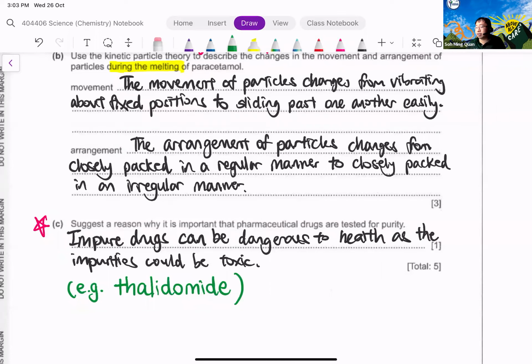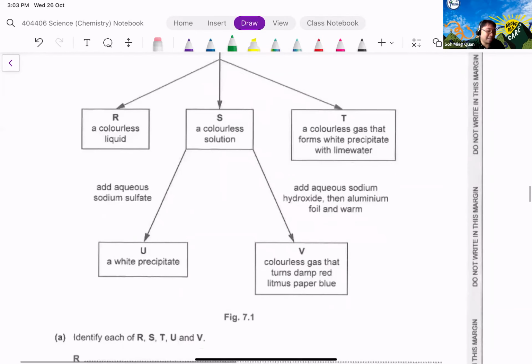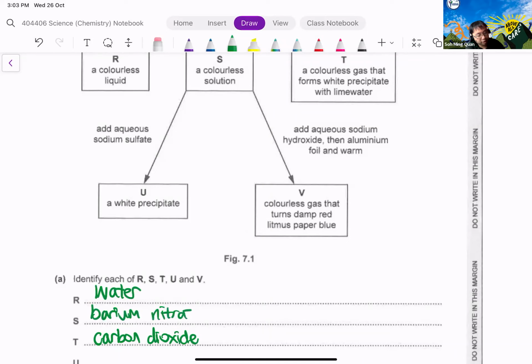Okay, now question 7 is on QA. I don't think it's very difficult because they actually told you that it's barium carbonate, right? So you are even told it's barium carbonate at the start. So I think it's quite straightforward. R, S, T are so obvious. T is carbon dioxide, because the carbonate must give you carbon dioxide gas. R, the liquid must be water. S is barium nitrate. So R, S, T I think are not difficult.